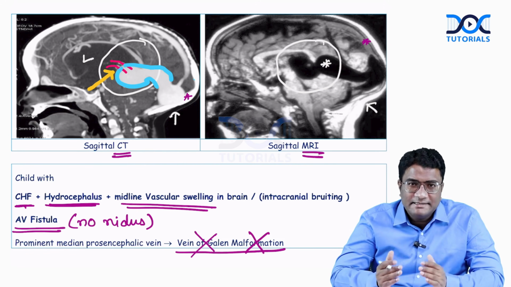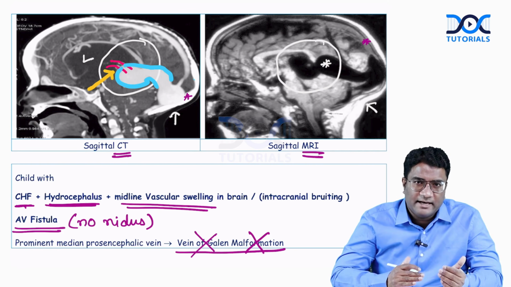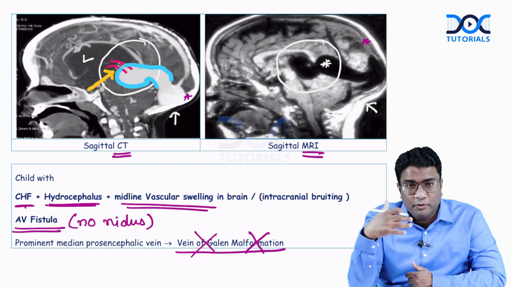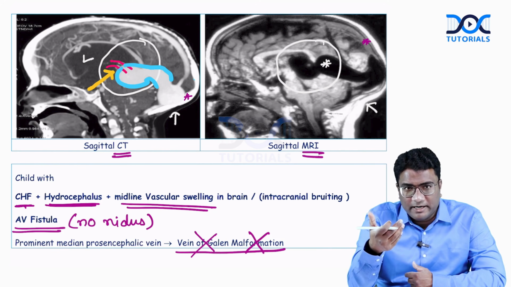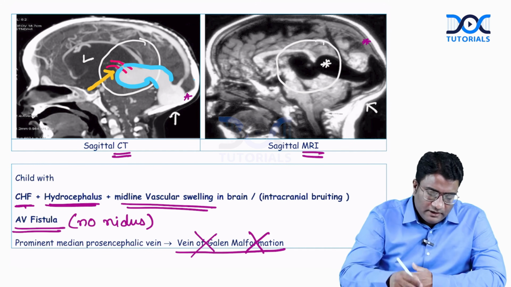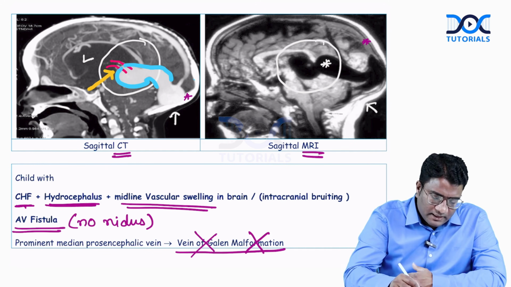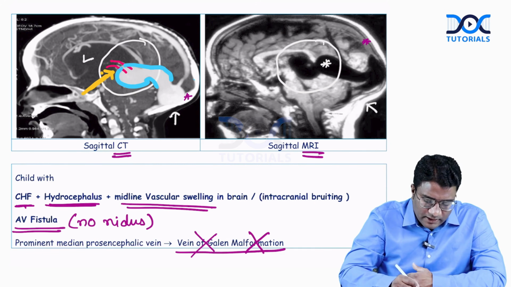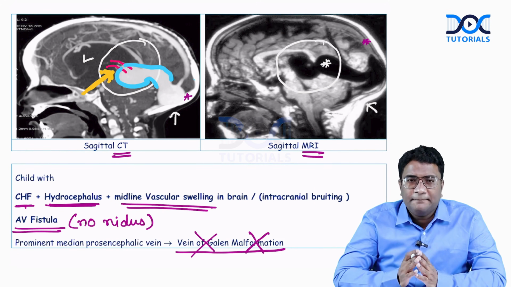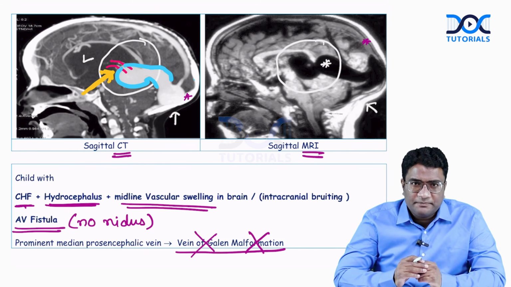What is dilated is an embryonic precursor of the vein of Galen, the median prosencephalic vein in the midline, of the median prosencephalon, the forebrain, in embryonic life. The median prosencephalic vein is dilated and there is an AV fistula. If you can understand this much, you will understand everything about vein of Galen malformation. Once again, this is an AV fistula.